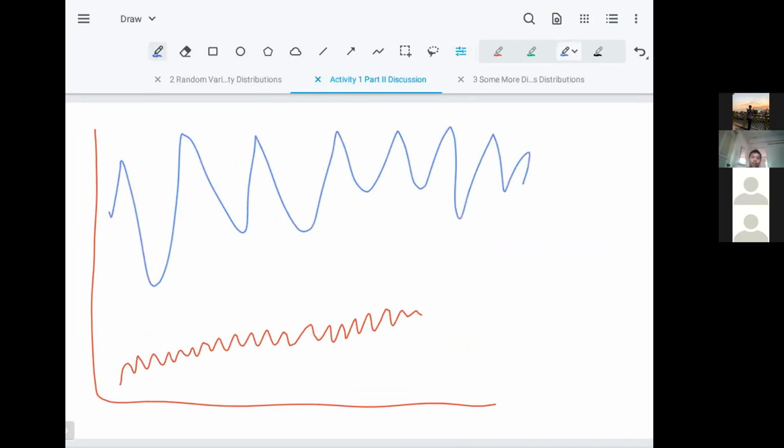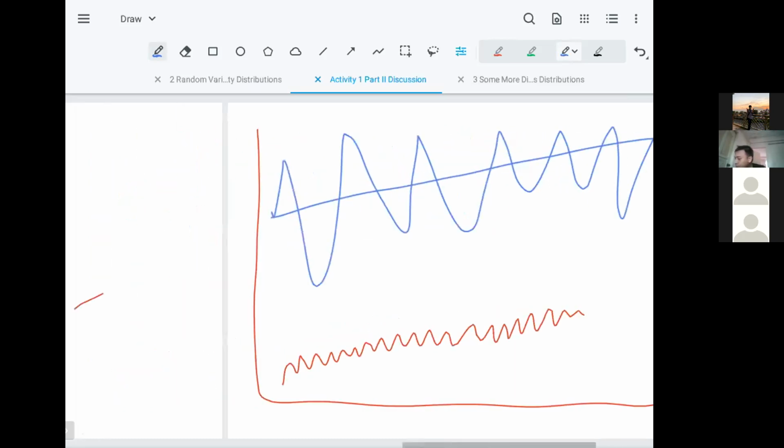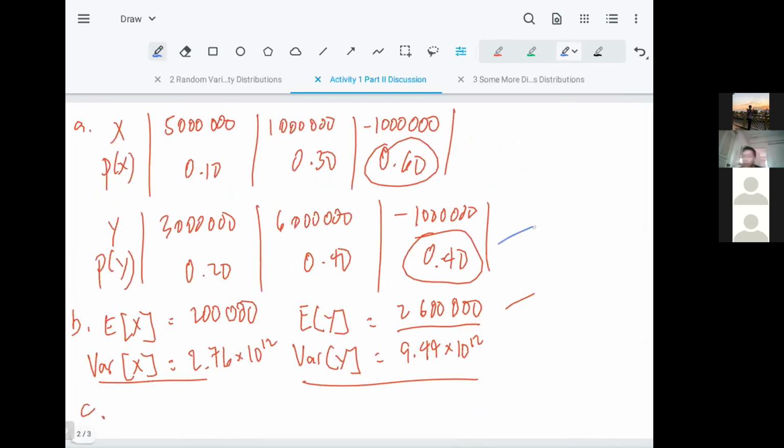So even if mas mataas yung variance, it's not always gonna be parang negative sa kanya. So yung nakasentro naman siya around 2.6 million eh. So ganun, di ba? So yeah, that's correct. I think investment Y. But check ko yung mga answers ninyo.